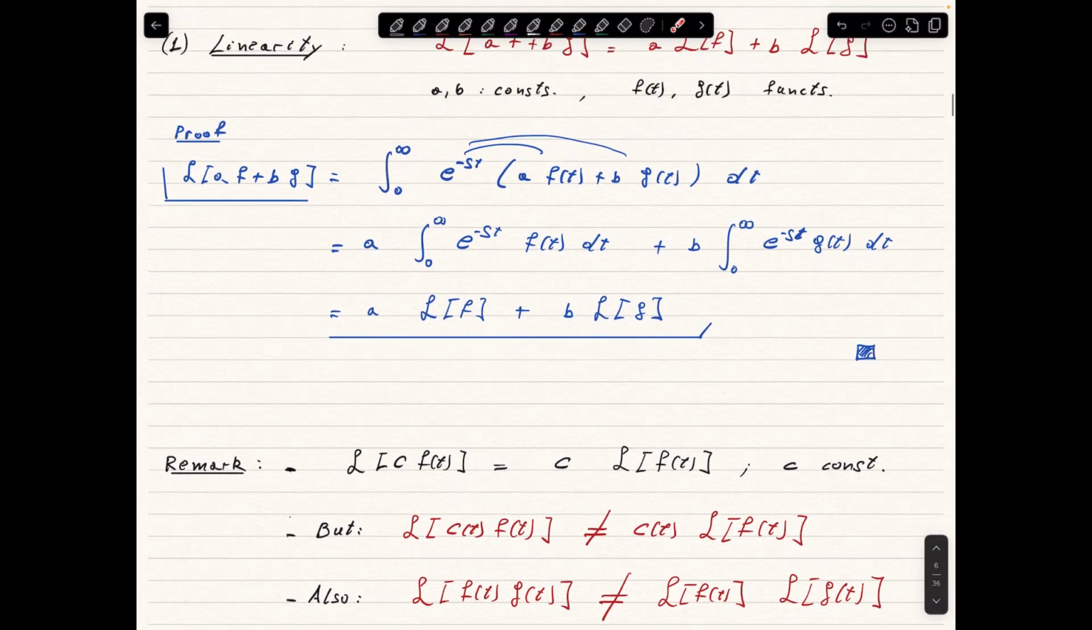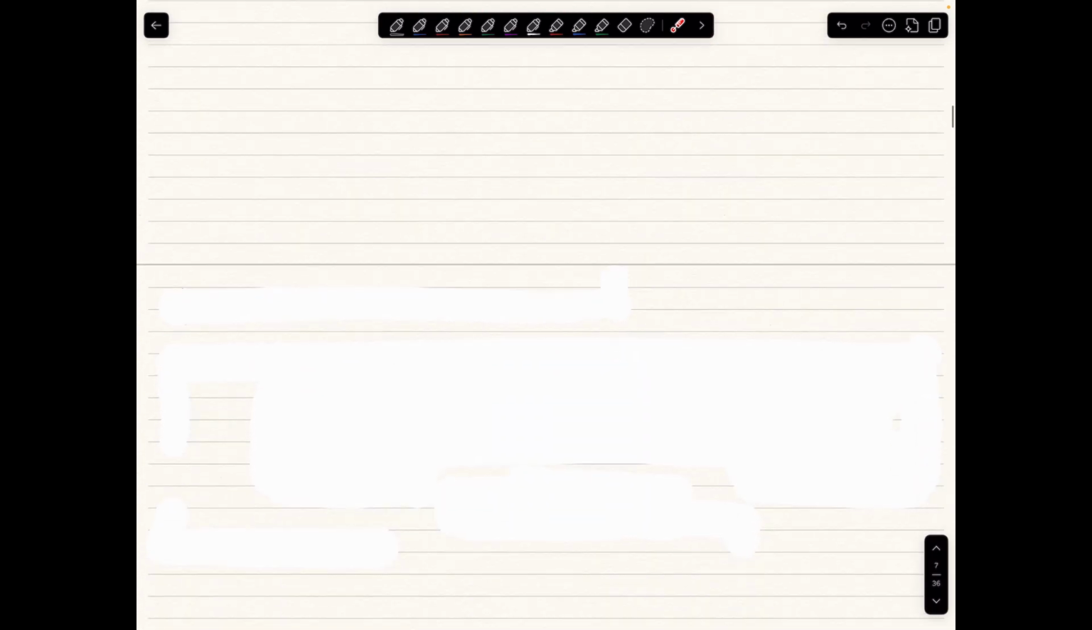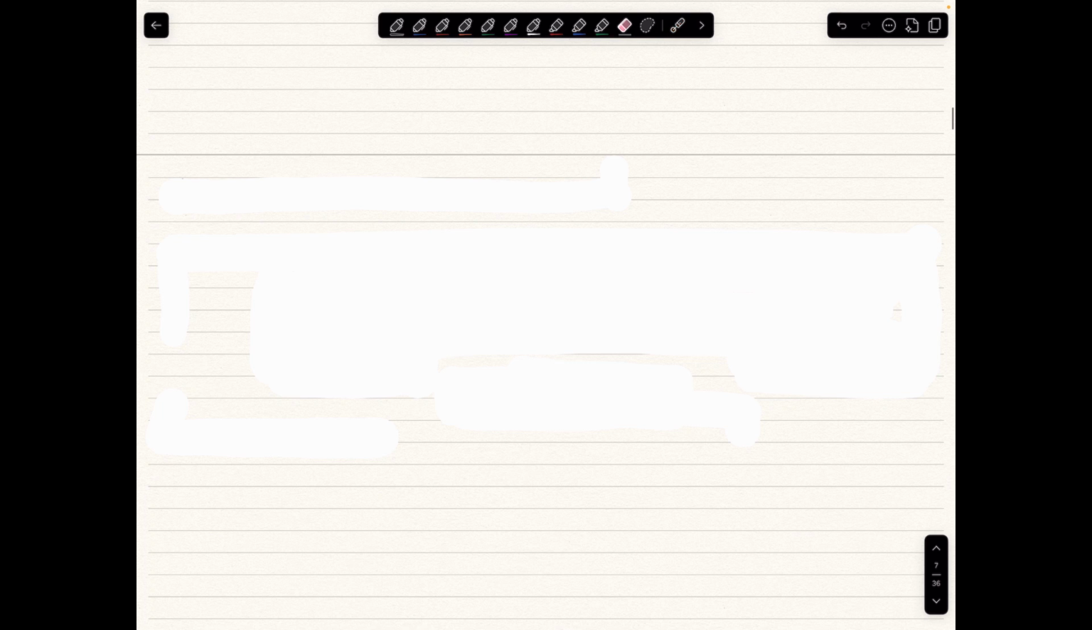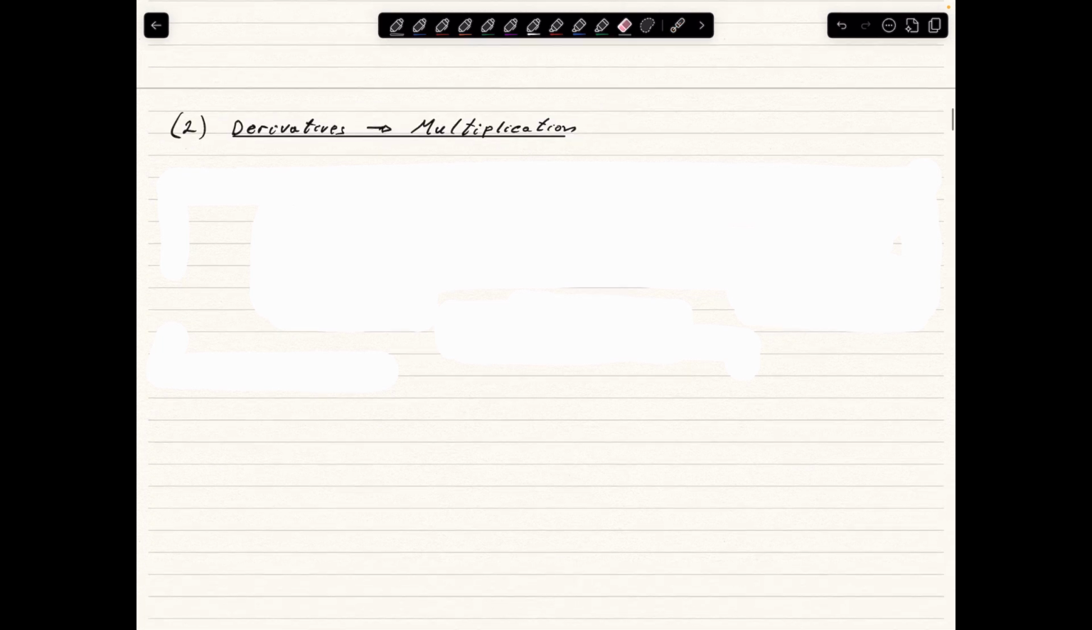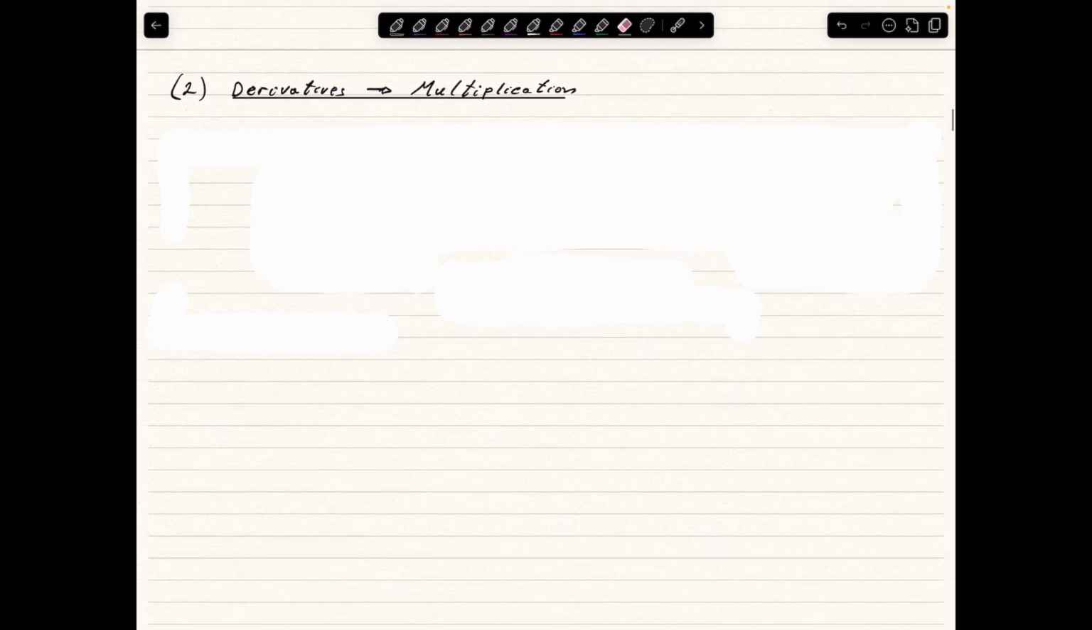Okay, this is the property of linearity. Another property, the most important property actually that we want in the Laplace transform, is the property of changing derivatives into multiplications, which is the following.